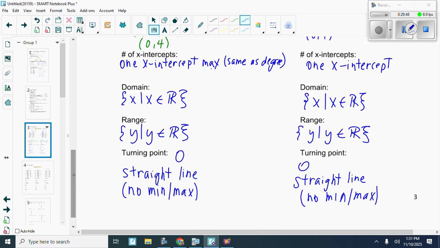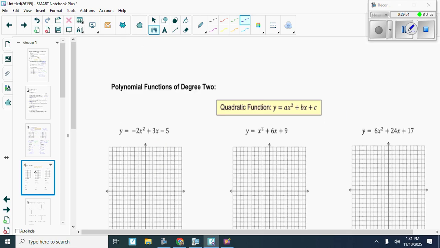So a straight line is pretty straight. Let's get on to something a little bit more interesting. This is the last new stuff for today. We're going to just look at our degree 2, our quadratic. The shape of the curve of this one is called a parabola.